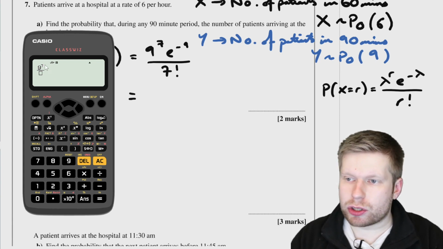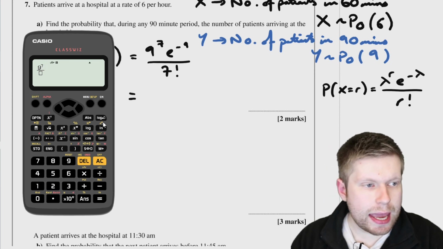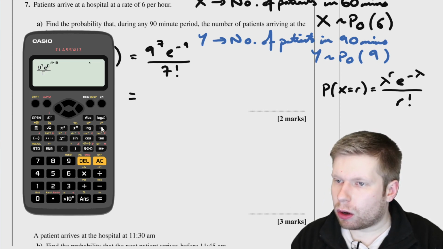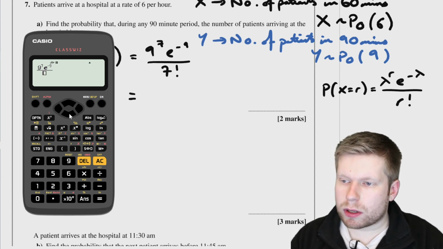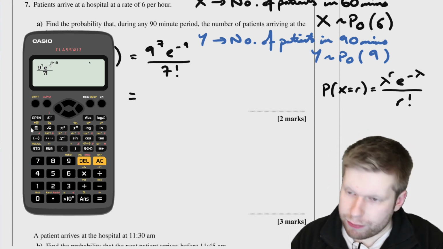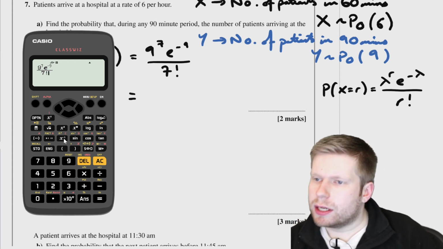Hit to the right to make sure I come down out of the power. Then I'm going to go e, so e is found up here. So I'm going to go shift and then log, and then it's going to be negative 9. Then I need to go down the denominator, so I'm going to press the down button, and I need to go 7 factorial, so it's going to be shift. Where's the factorial button? There it is, just there.